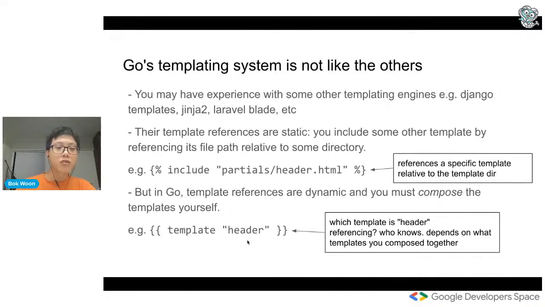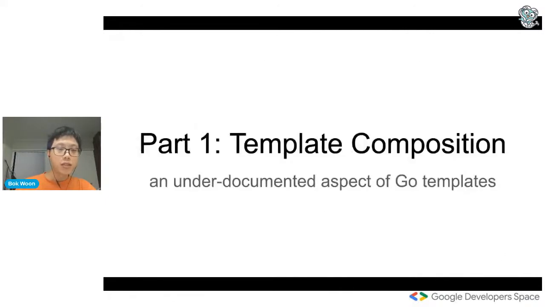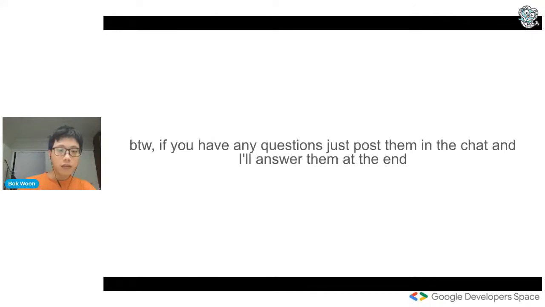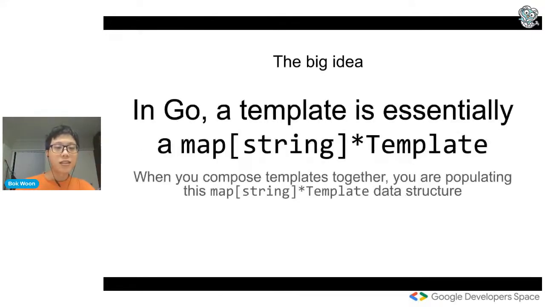It depends on what templates you compose, which brings me to part one, template composition, which is an underdocumented aspect of Go templates. By the way, if you have any questions, just post them in the chat and I'll answer them at the end. Okay, so the big idea is that a template is essentially a map[string]*Template data structure. Anytime you do template composition, you're essentially populating this map[string]*Template structure.